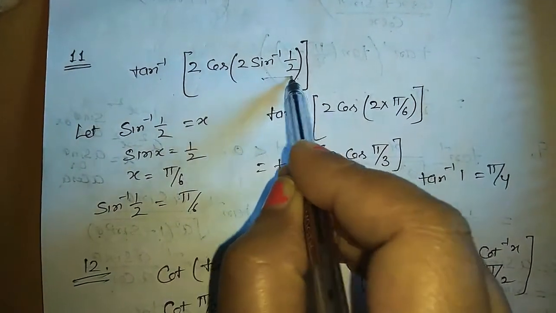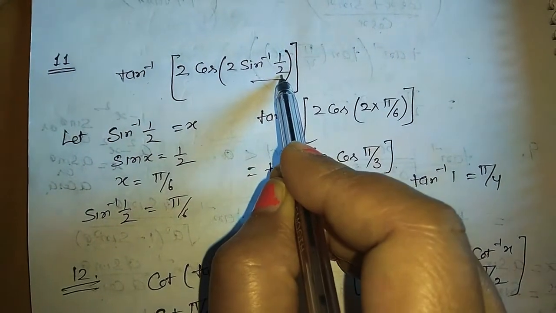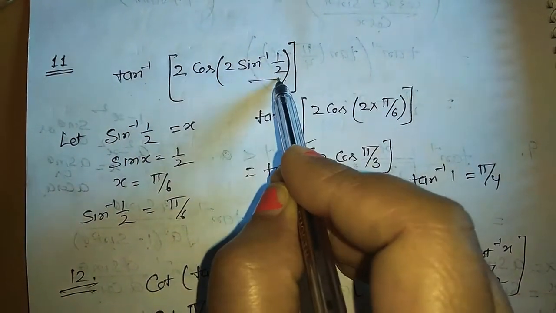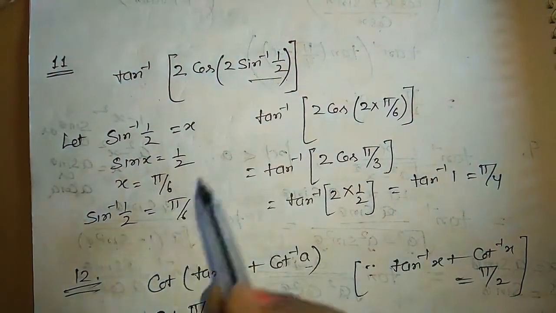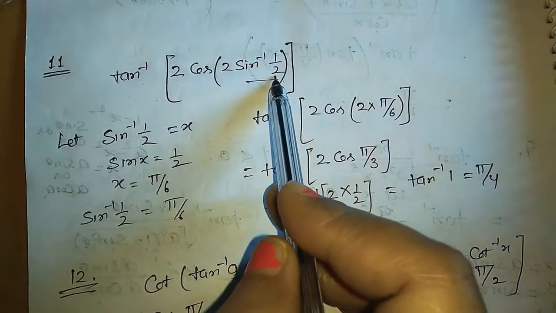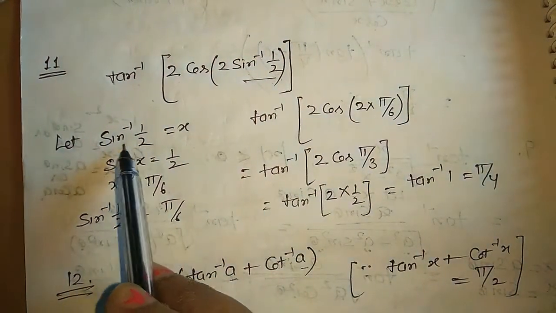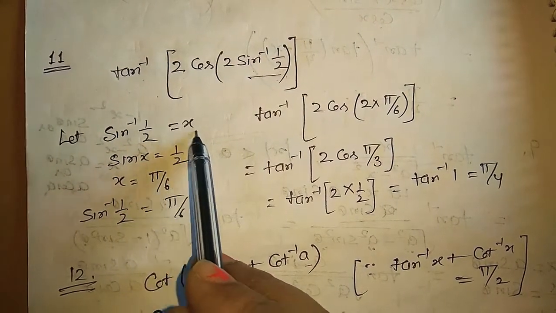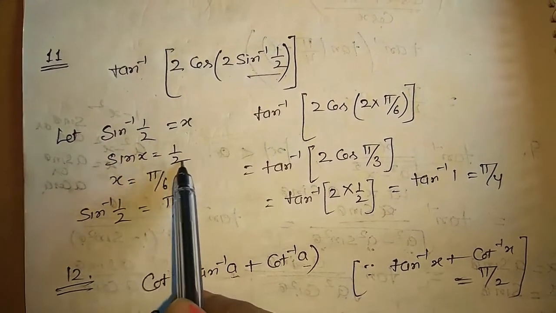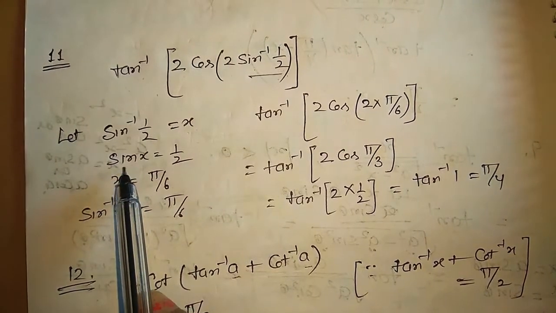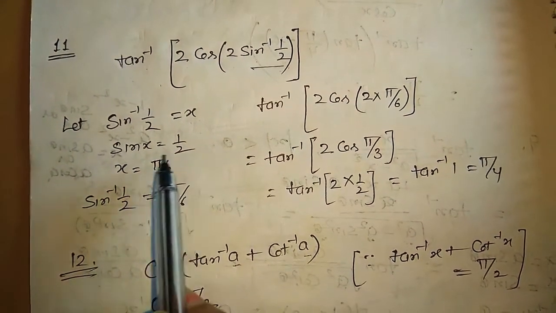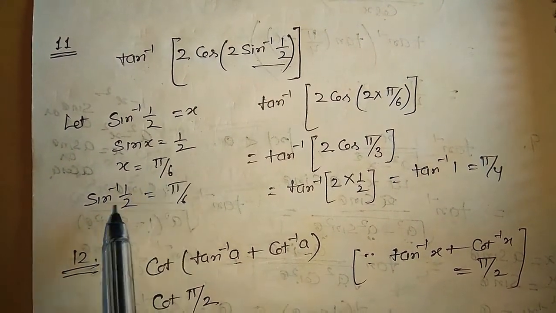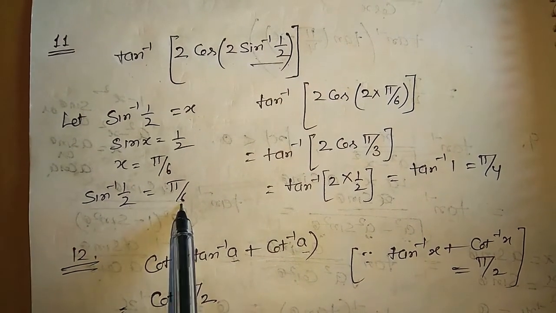So firstly we will find sine inverse 1 by 2. What is the value of sine inverse 1 by 2? That is pi by 6. We know that sine pi by 6 is 1 by 2, but we have to find it separately here. Sine inverse 1 by 2 we can write as x. Let x be that, then sine x will be 1 by 2. And we know that sine pi by 6 is 1 by 2, so x will be pi by 6. So sine inverse 1 by 2 is pi by 6.